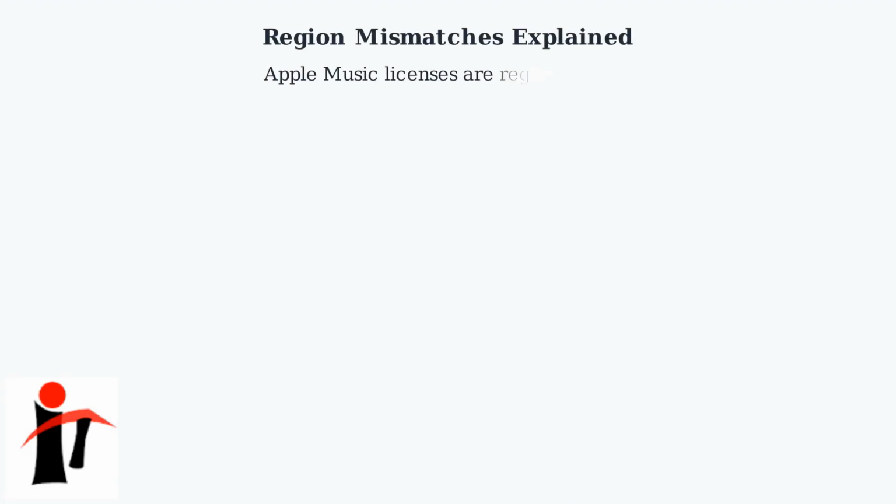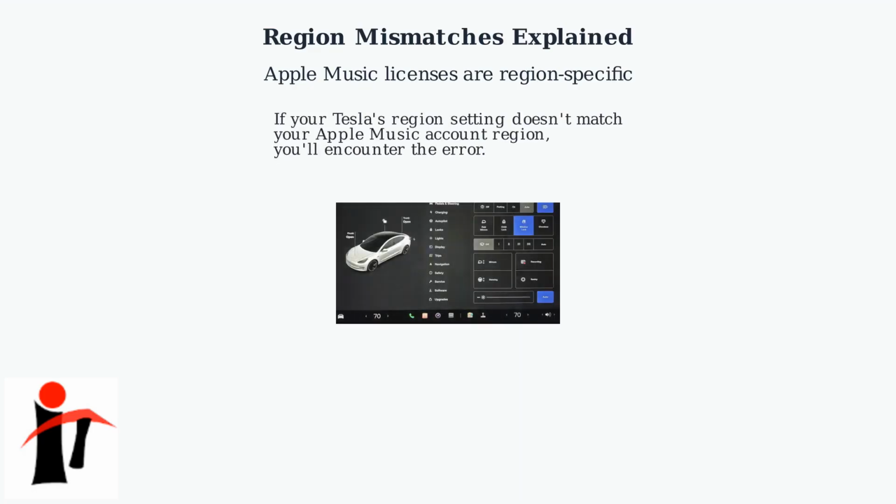Apple Music licenses are region-specific, meaning the content available depends on your geographic location. For example, the US catalog differs from the European one due to licensing agreements. If your Tesla's region setting doesn't match your Apple Music account region, perhaps due to travel or VPN use, you'll get the media license error. The system detects this mismatch and blocks playback.